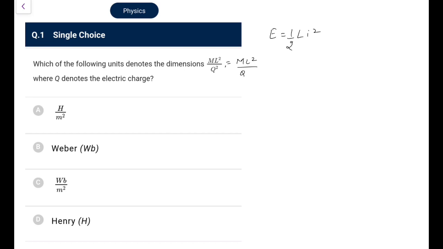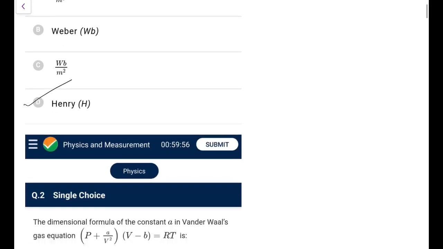Can I write it like this? ml2 upon q square, and q you know is At. So if I write this as A square t square, it becomes ml2 t minus 2 over A2, which means this is energy upon current square. So looking at this, you can easily make it out. This matches with the dimensions of inductance, so the unit would be Henry. Go for option D in this case.